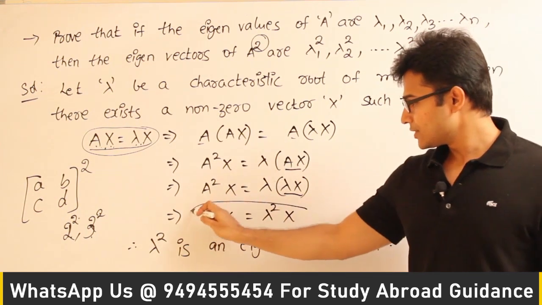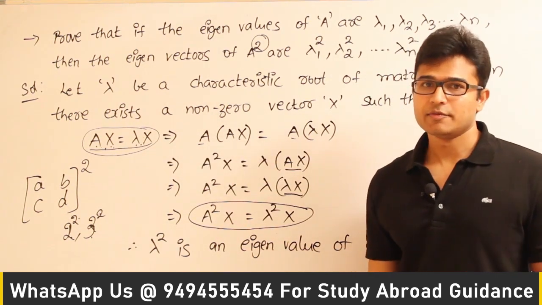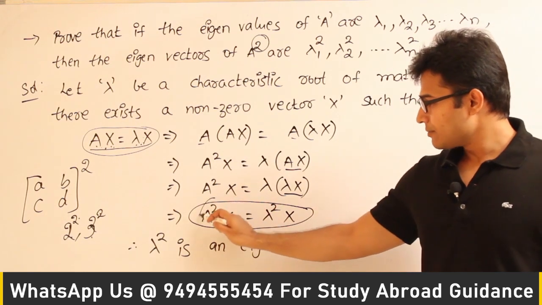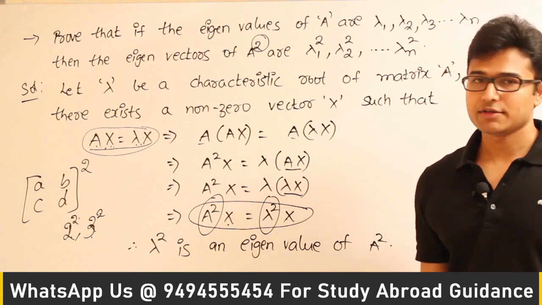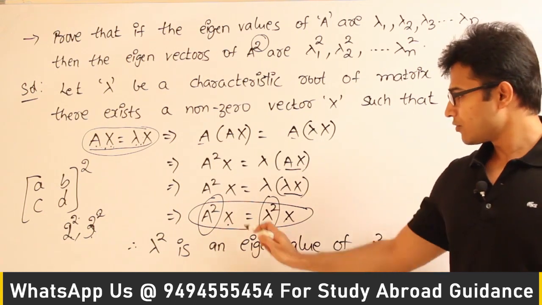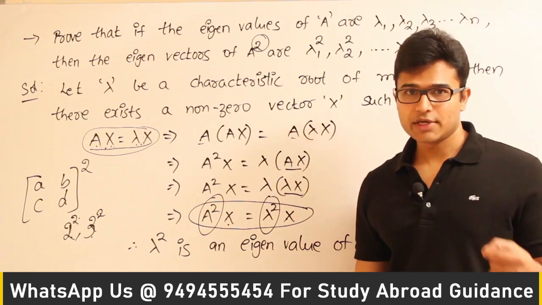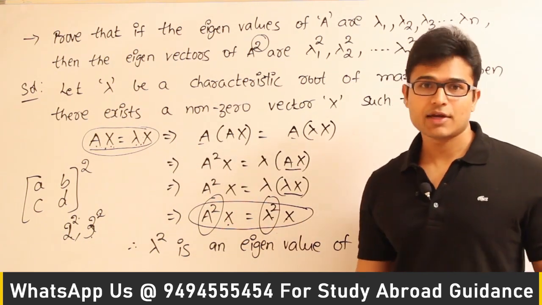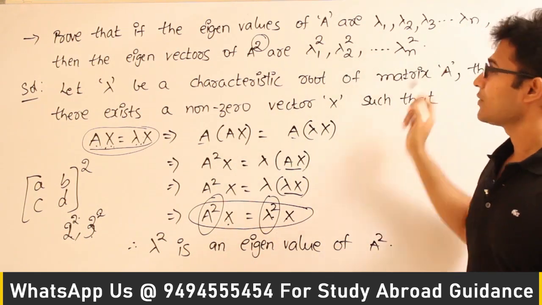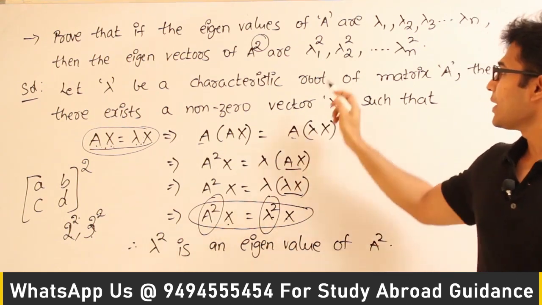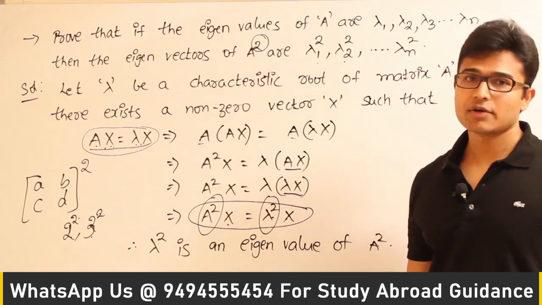Now if you observe this, it is exactly in the same form as Ax equal to lambda x. It means this is the matrix, this is the eigenvalue, and x is the eigenvector. Therefore, from this equation it is clear that if lambda is the eigenvalue of A, then lambda square is the eigenvalue of A square. Therefore, if lambda 1, lambda 2, and so on up to lambda n are the eigenvalues of A, then lambda 1 square, lambda 2 square, up to lambda n square will be the eigenvalues of A square.